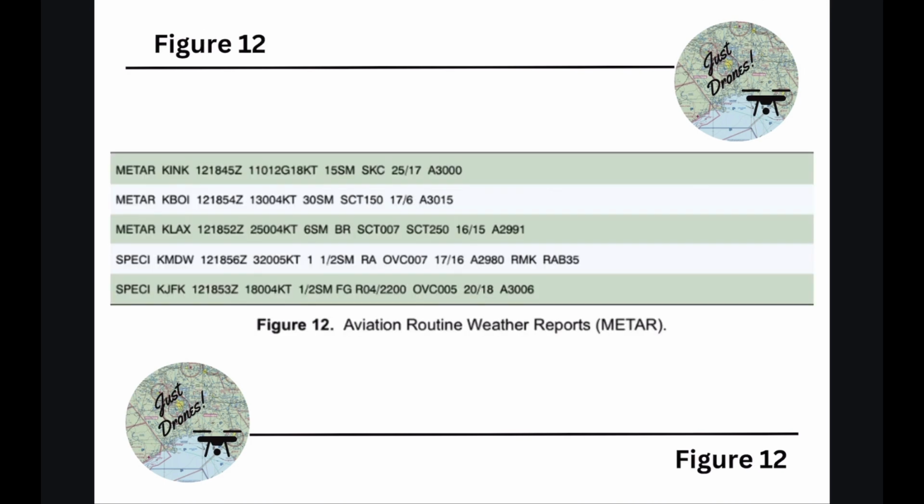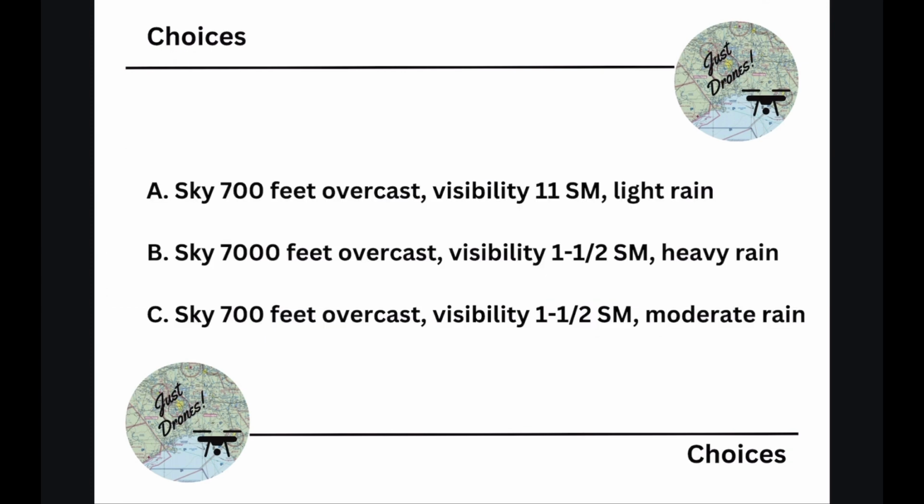So going back to figure 12, we're going to make sure we look in our book and make sure that it is still labeled as figure 12. Now that we've done that, let's look at our possible answer choices. All right, we have A. So it looks like it's wanting us to find, just by looking at the answer choices, what the cloud coverage is like and the visibility and the weather at that time, whether it's light rain, heavy rain, or moderate rain.